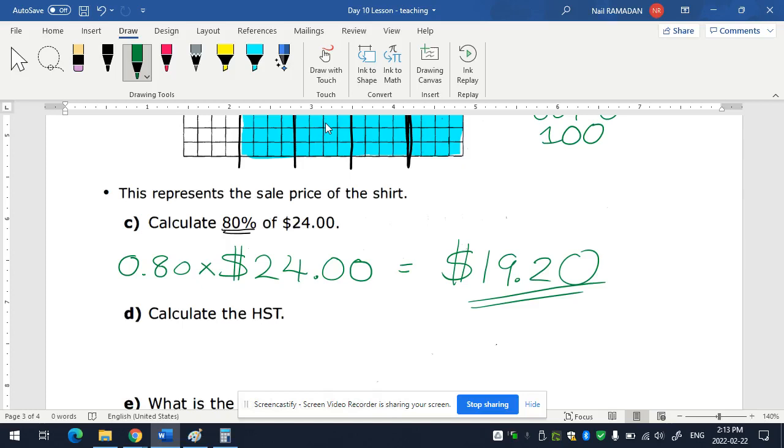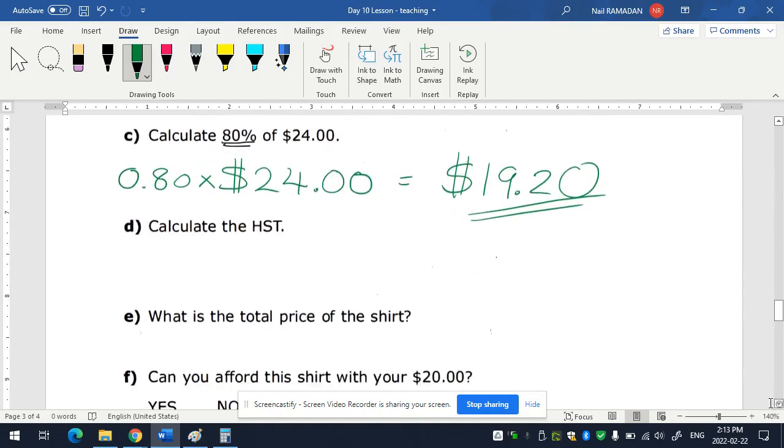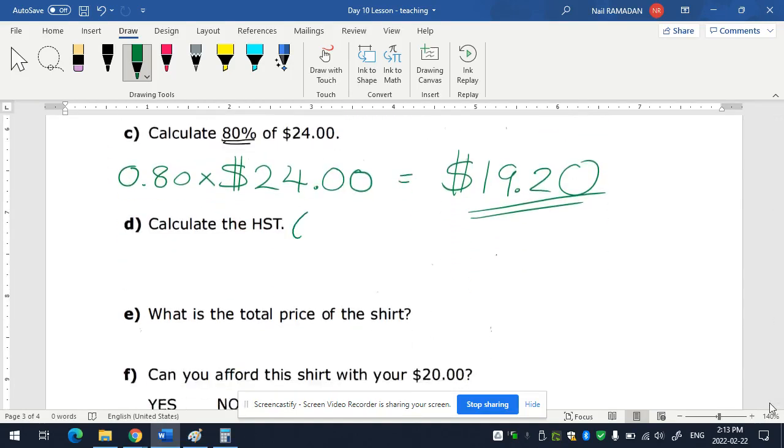Okay. Calculate the HST. HST is 13%. So I want you to write here 13%. So that means 0.13 times. I have a question here. Should I times the 13% by the 24 or by the new retail price of $19.20?